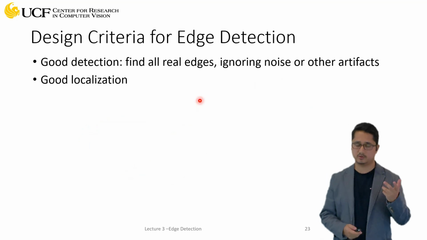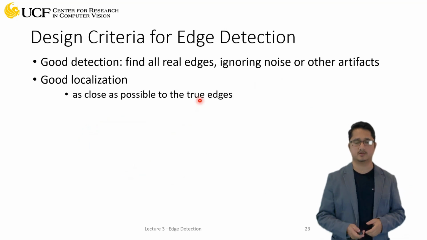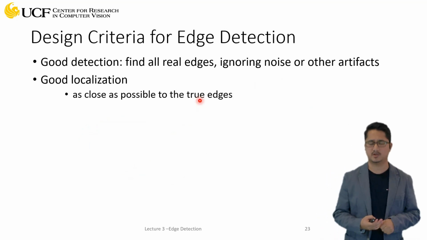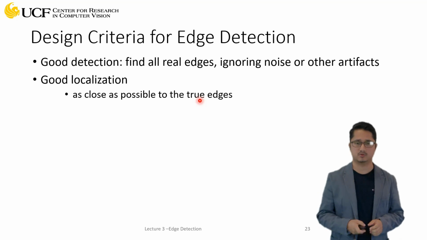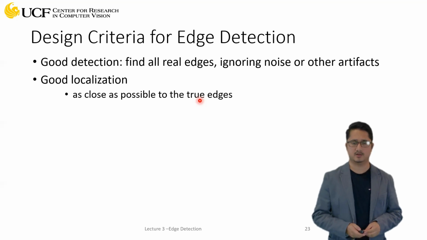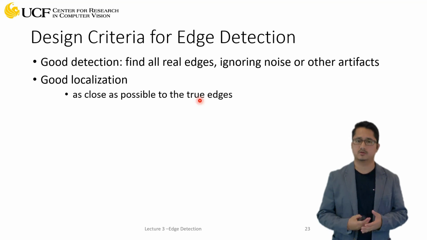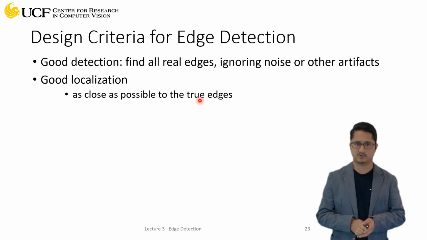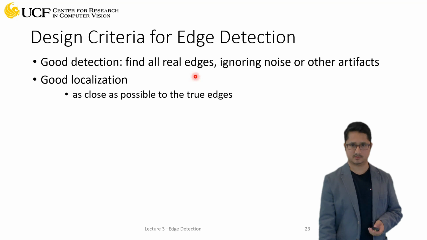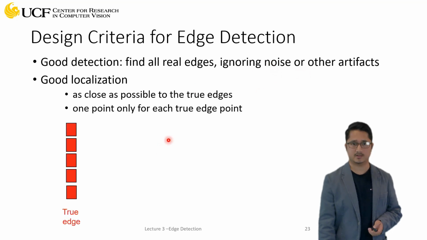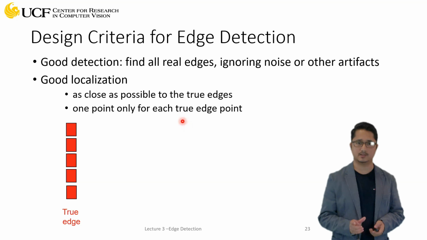So you compute precision and recall, and then you create a plot which is called precision recall. I will show that plot later, which is actually useful to compare different algorithms. Now, a good edge detection algorithm will find all the real edges, and it will try to ignore noise and other artifacts. And not only that, it should also try to localize them well.